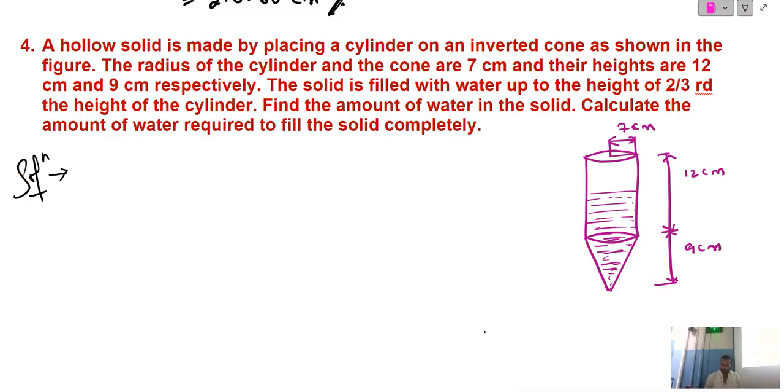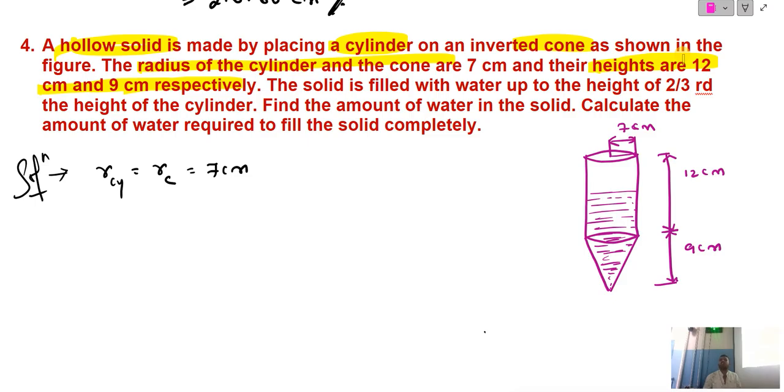First, they have given that we have one hollow solid. This solid is made by a cylinder and one cone. Can you see the figure? We have one cylinder and we have one cone which is attached to the cylinder as shown in the figure. The radius of the cylinder is equal to the radius of the cone, that is nothing but 7 centimeter they have given. Second, their heights are 12 centimeter and 9 centimeter.